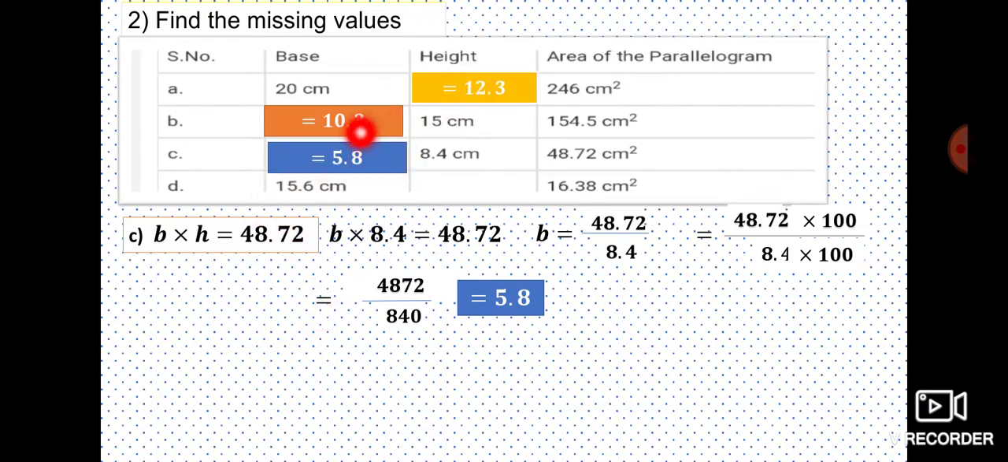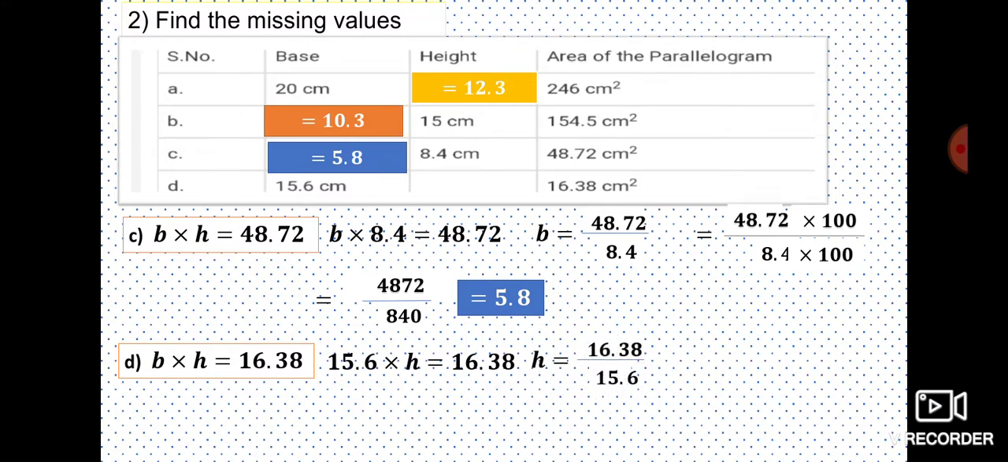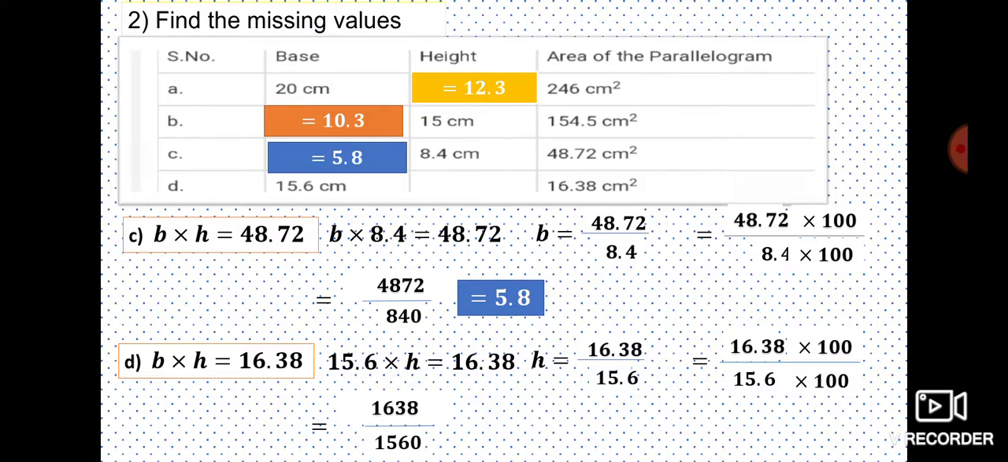These 2 we already got. Then last question, D question. b into h equal to 16.38. Then h equal to 16.38 by 15.6. The same method here. After the point 2 digits, in the denominator only 1 digit. By multiplying with 100, we will get 1638 by 1560, because here after the point only 1 digit, but the number should be 100. So 1638 by 1560, by dividing, we will get 1.05.